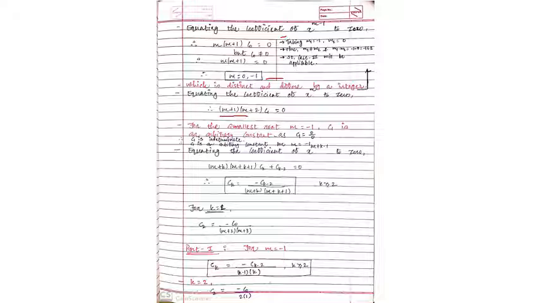Now the third term equals 0 again: (m+k+1)(m+k)ck plus c(k-2) equals 0. From this you have to make ck the subject, so ck equals minus c(k-2) upon (m+k)(m+k+1). Now you have to check its boundary, and here k is greater than or equal to 2.